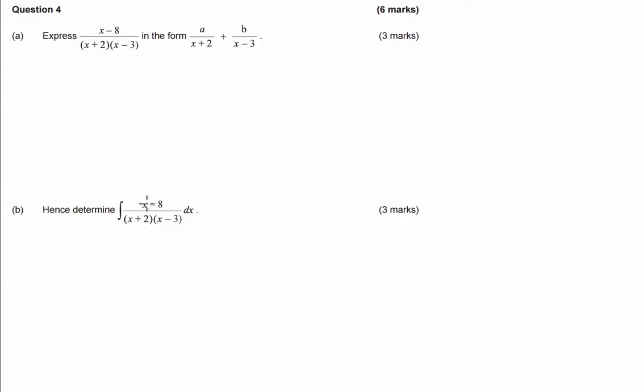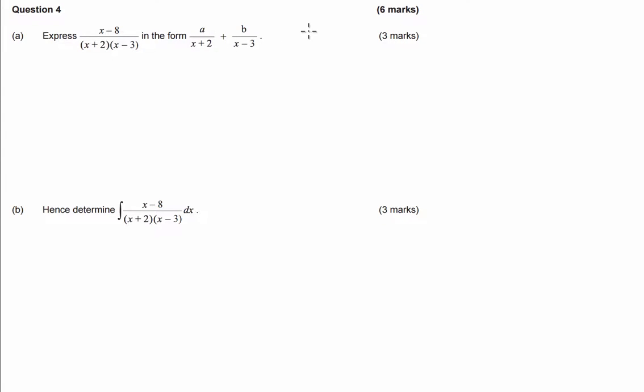We've got an integration question for you today where we're going to have to integrate this rational function here. We've got x minus 8 over x plus 2, x minus 3. Before we integrate this, we're going to split the rational function into two partial fractions that take the form a over x plus 2 and b over x minus 3. To start with, we're going to have to figure out what a and b are so we can split this function into two smaller fractions.